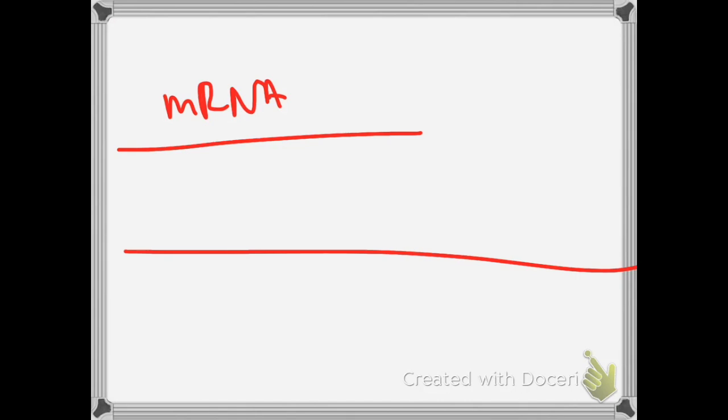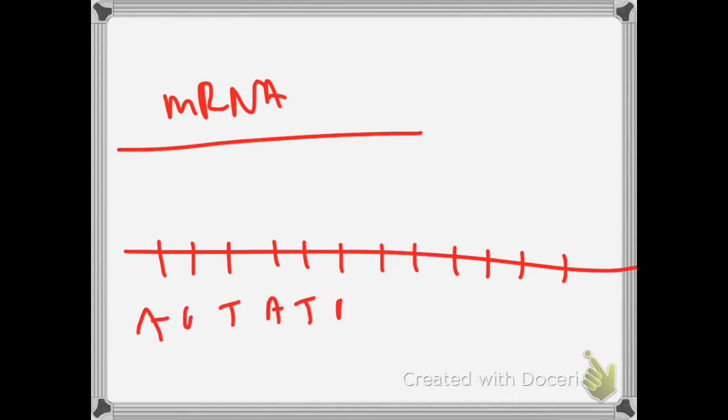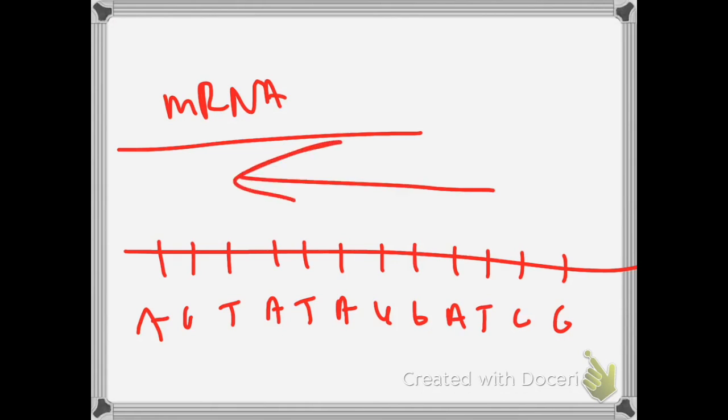So if I look at my mRNA, and I have this, I have 1, 2, 3, 4, 5, 6, 7, 8, 9, 10, 11, 12. A, G, T, A, T, A, U, G, A, T, C, G. So my mRNA is being fed this way into my ribosome, and it says, okay, A, G, T, none of that matters. A, U, G. Oh, boom, right there. Let's go back. A, U, G, this is important.